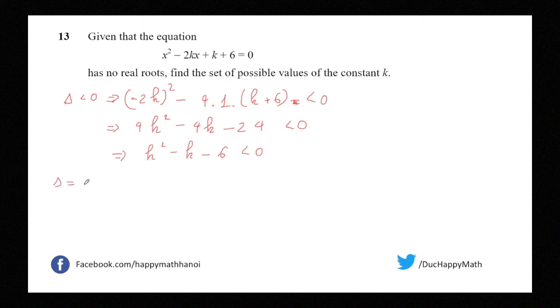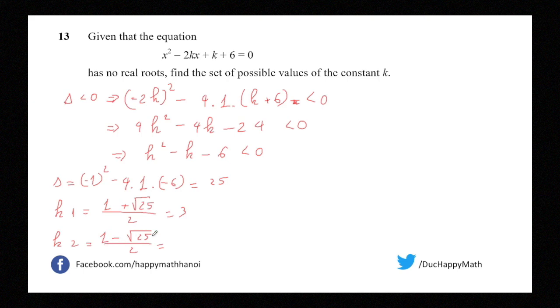So I find the values of k for which the quadratic equation equals 0 first. So the delta will be equal to minus 1 squared minus 4 times minus 6, so equal to 25. So k1 will be equal to 1 plus the square root of 25, divided by 2, which means 6 divided by 2, 3. So k2 will be equal to 1 minus the square root of 25, divided by 2, equal to 1 minus 5, minus 4, divided by 2 is minus 2. So the roots of k are minus 2 here, and 3 here.